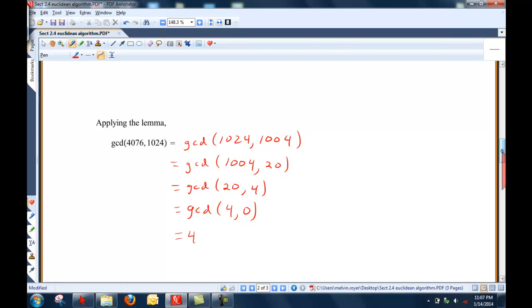So what is the Euclidean algorithm? It's a way of finding the greatest common divisor. And notice that we already knew how to find a GCD. It was by factoring each of the two integers and pulling out common primes. I didn't factor 4076 or 1024 at all to get the number 4. The Euclidean algorithm works completely differently.